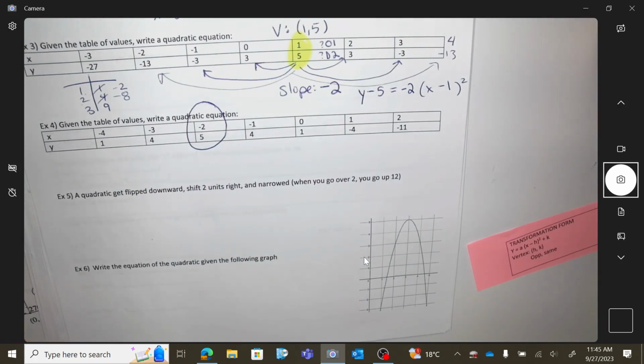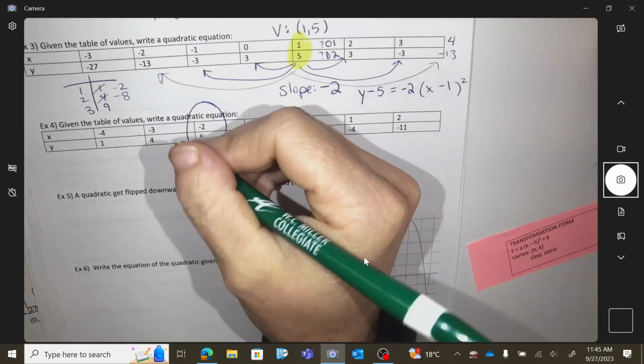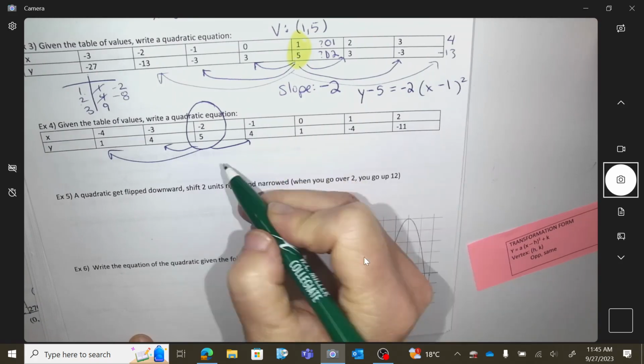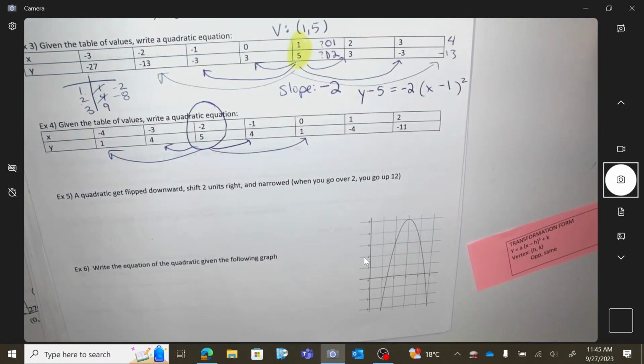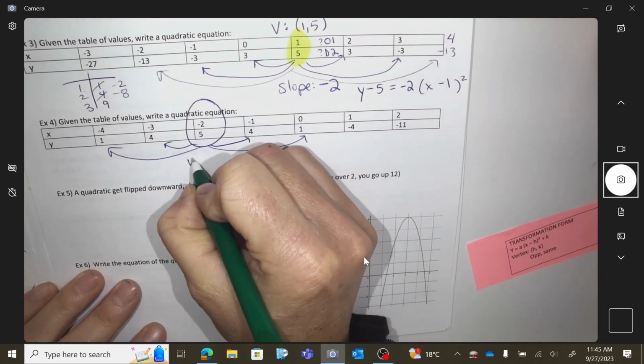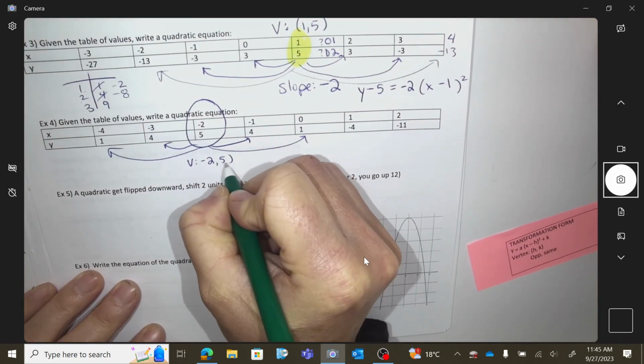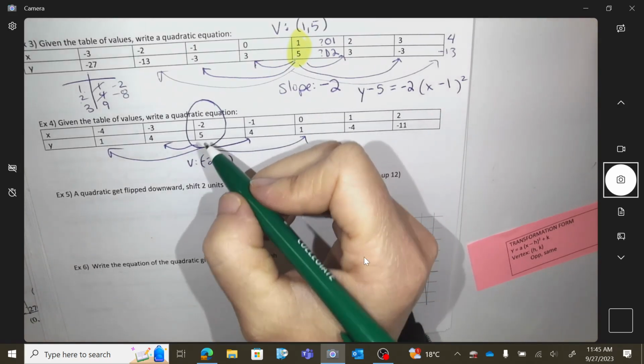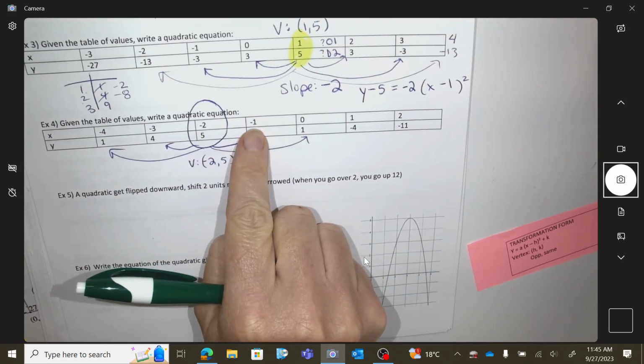This is the spot I picked. -2, 5. Is that the spot you picked? Because I saw a 4 on that side of it, and then there's a partner on that side of it. Okay, so we know vertex is -2, 5. Can you think about what would happen in a pattern? So let's go just between this one and then this one.